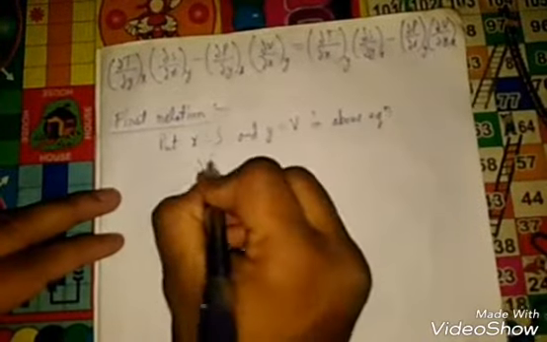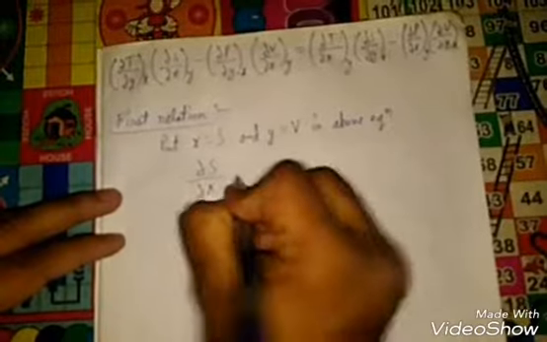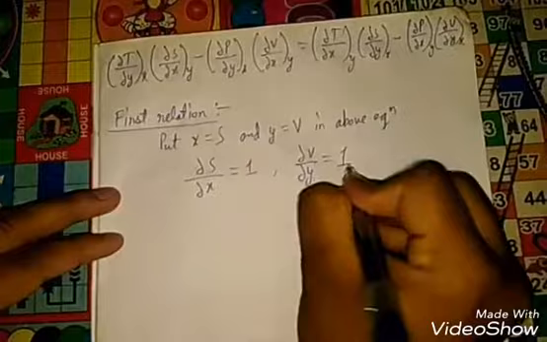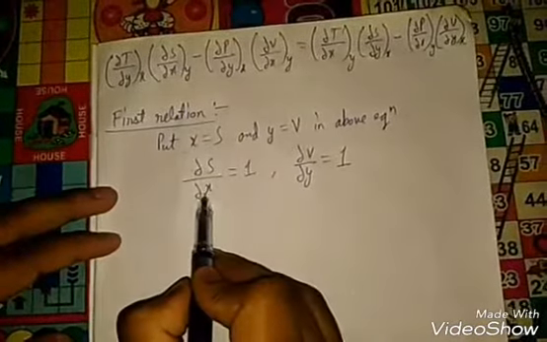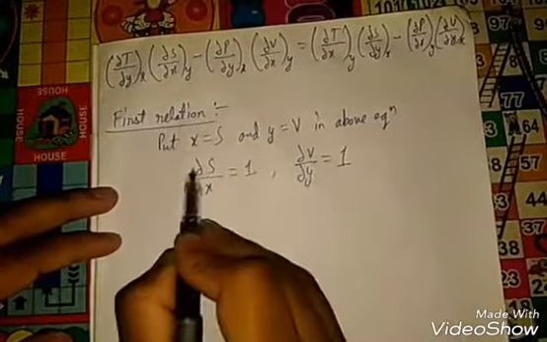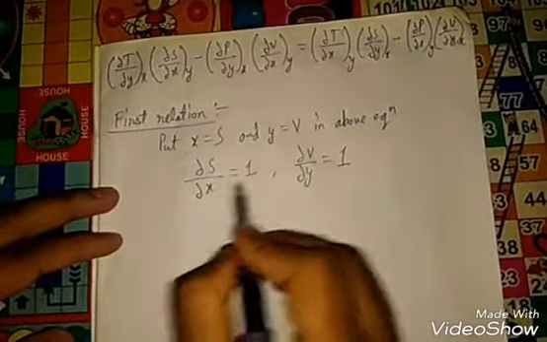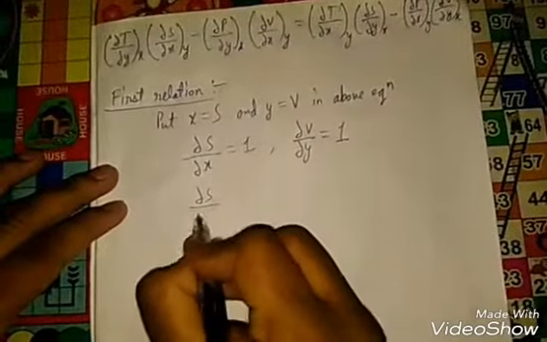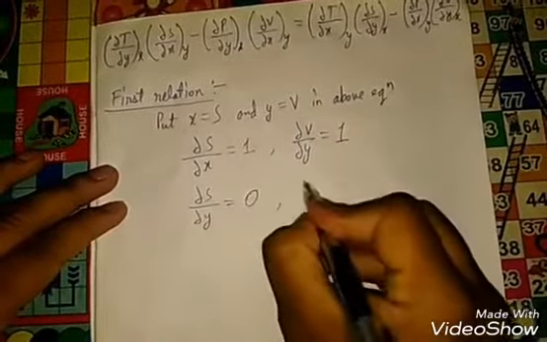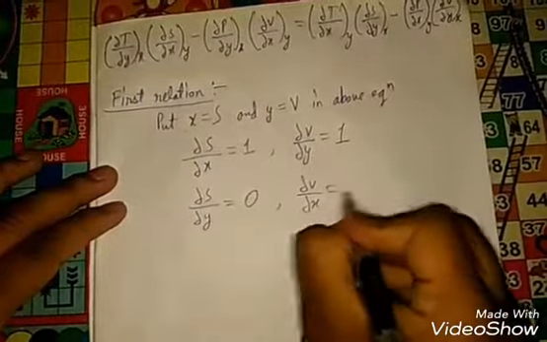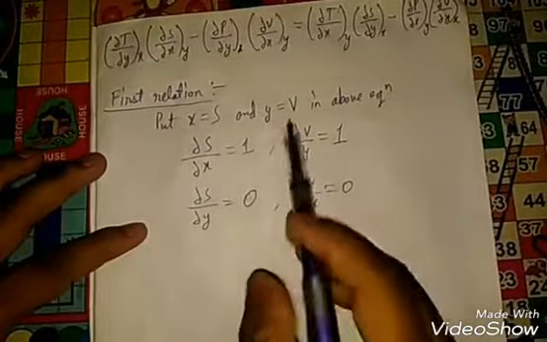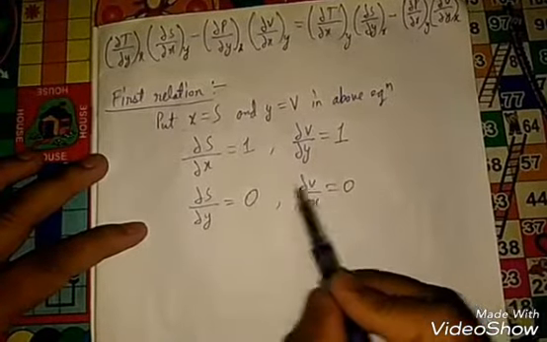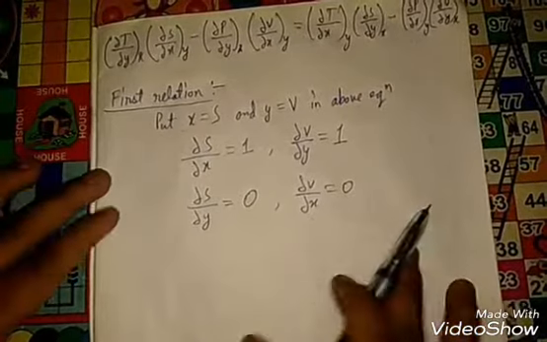So from here we get del s by del x is equal to 1 and also del v by del y is equal to 1, as x is turned into s and y is turned into v. And del s by del s is equal to 1, del v by del v is equal to 1, and also we get del s by del y is equal to 0 and del v by del x is equal to 0. Now since y is turned to v, so del s by del v turns 0, and x is turned to s, so del v by del s turns to 0.